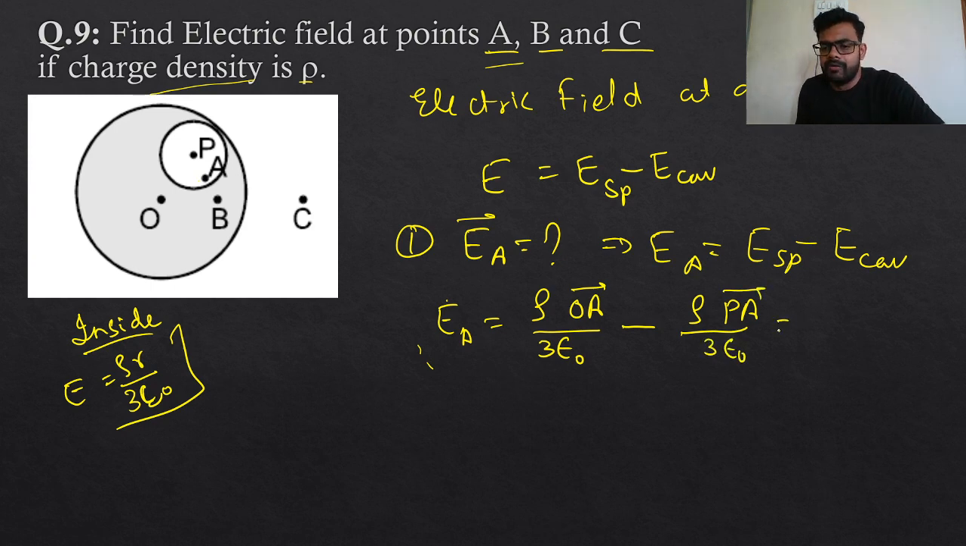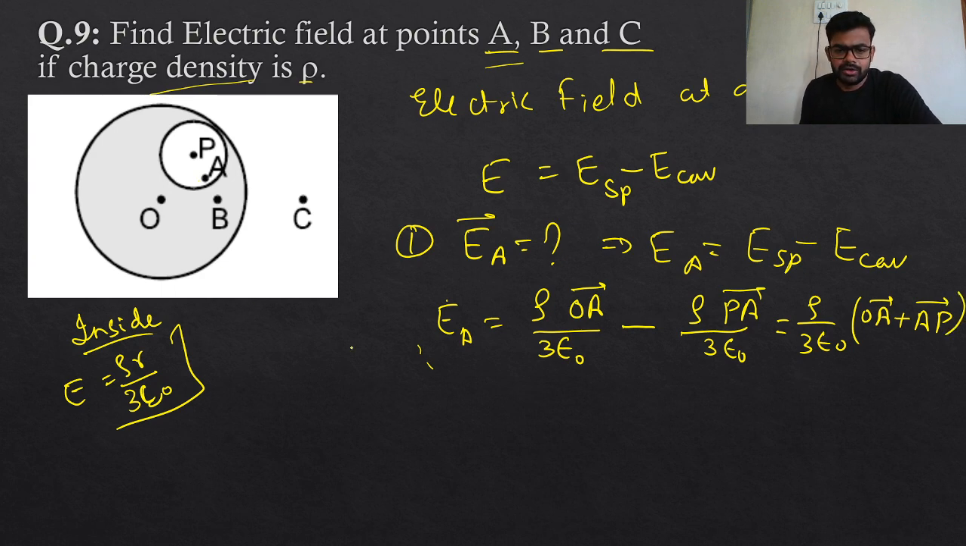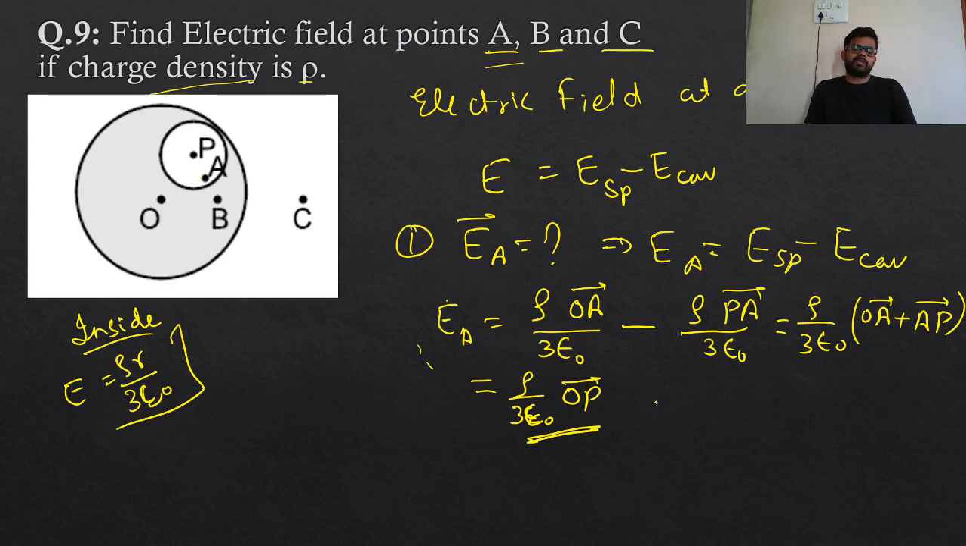Now how will we solve it? Rho upon 3 epsilon naught is common, and we get OA minus PA. Minus PA can be written as plus AP. Are you getting it? So finally what will you get? You get rho upon 3 epsilon naught times, and you know that OA plus AP is the OP vector. So the final answer is rho OP vector upon 3 epsilon naught.